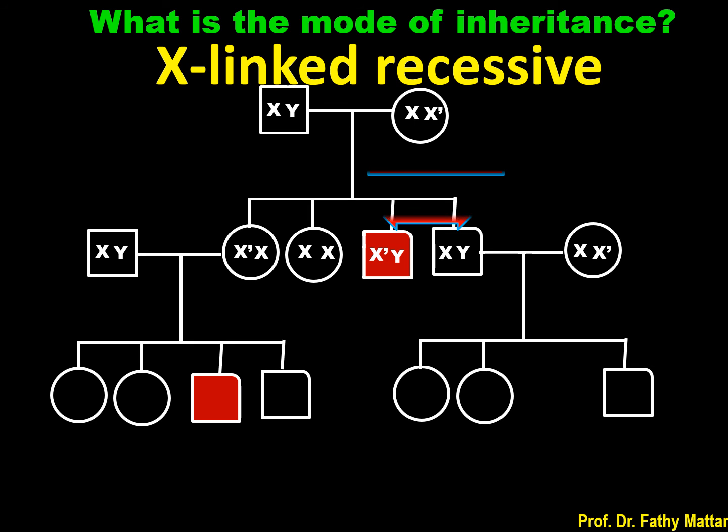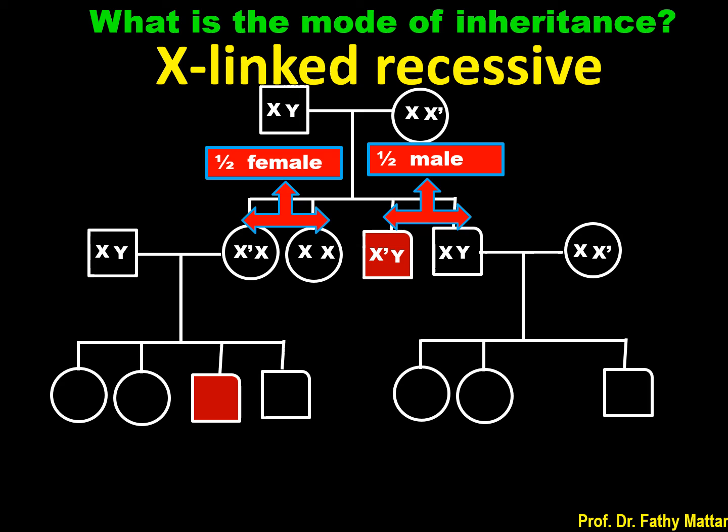Now, let's look at this family. The probability of any family to get a male is 50%, half. And the probability to get a female is half. The probability to get a female carrier is half, because half of them in this case. And the probability to get a male affected is half. So these are the probabilities that we can get from this family.